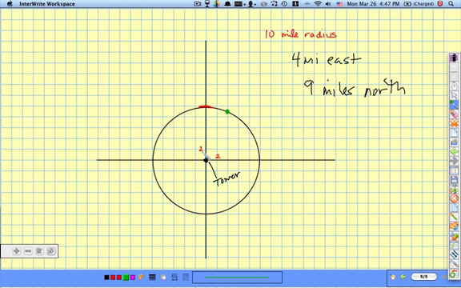Okay, so it's asking, are we inside or outside? Are we in the tower's range? Well, based on the picture, you don't actually know. We could be a little bit on the inside of it. We could be a little bit on the outside of it. We could be right on it. Who knows? So how are we going to figure this out algebraically? Well, it says, are we in the tower's range, which means, are we on the inside.